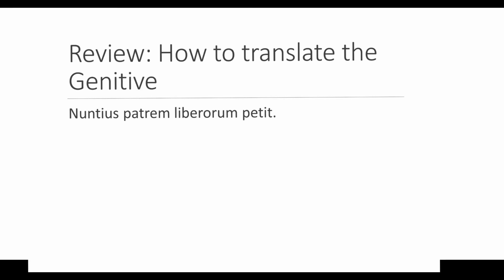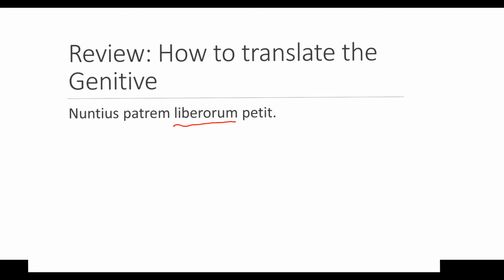To start off with, I want to review how to translate the genitive case, right? If we see this sentence here, we have nuntius patrem liberorum petit, which means, and actually, let's first find our word in the genitive case. If you're looking, you might want to look at your noun card, but you might see that it is going to be liberorum, okay, the word for children.